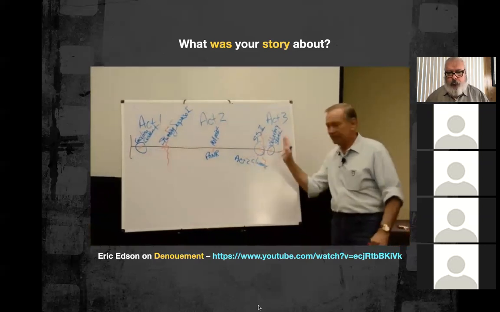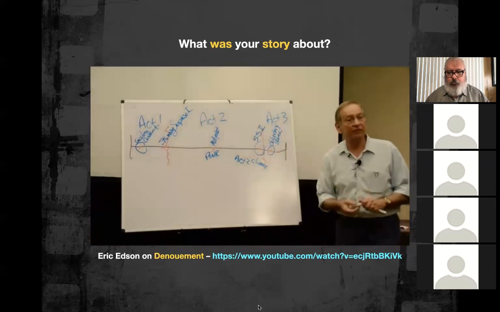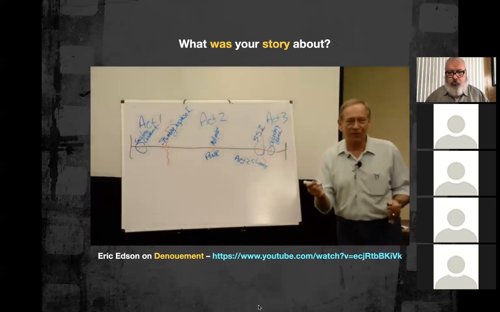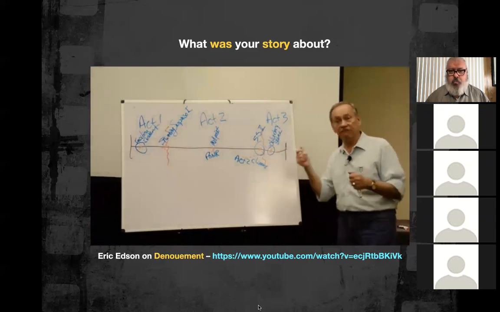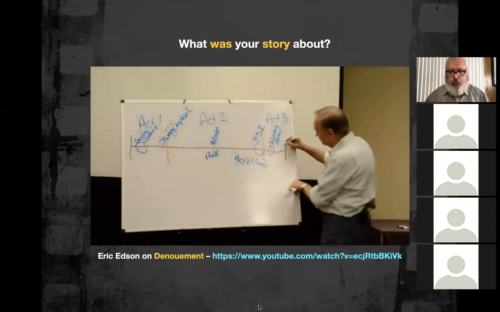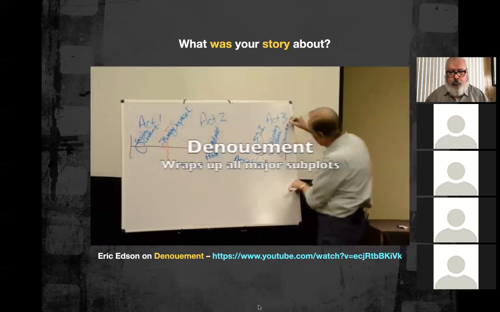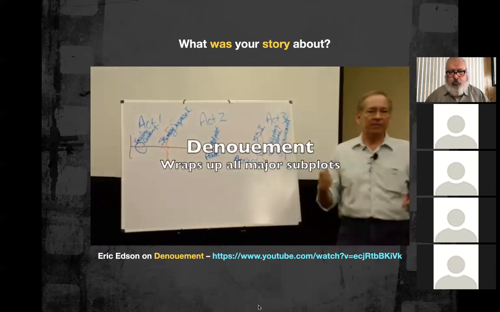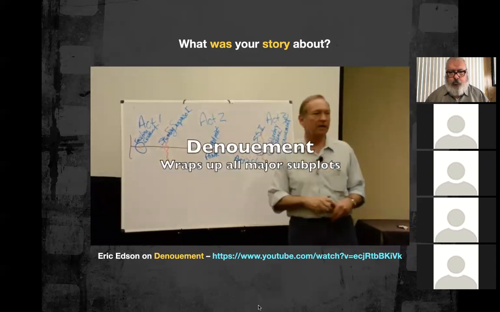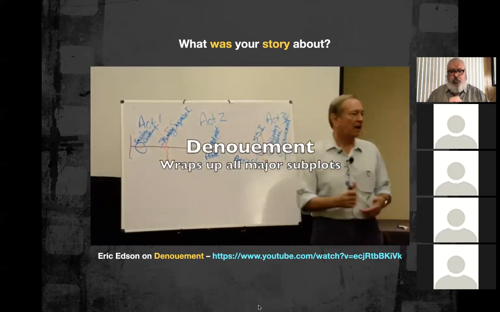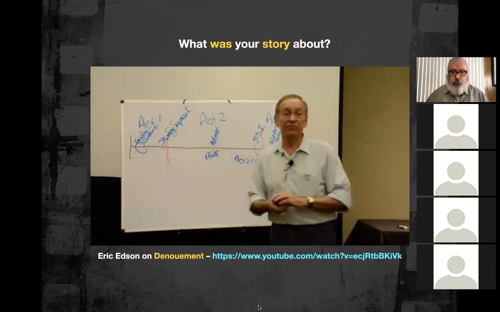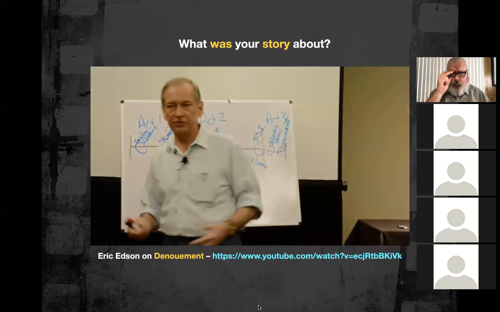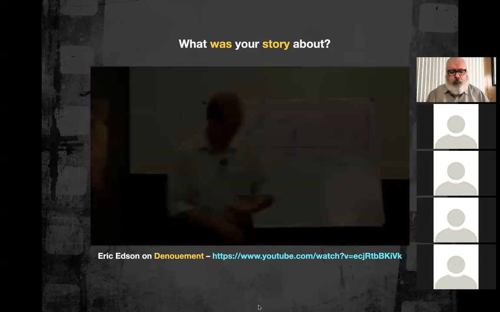This decides the issue. And there's one thing more that has to happen after that. It's a quieter moment, but you got to have it. I've seen movies fail because they didn't have this. And that's the denouement. Denouement means what? Untying, unraveling. You have to wrap up all major sub-stories. How it affects all the major players at the very end.